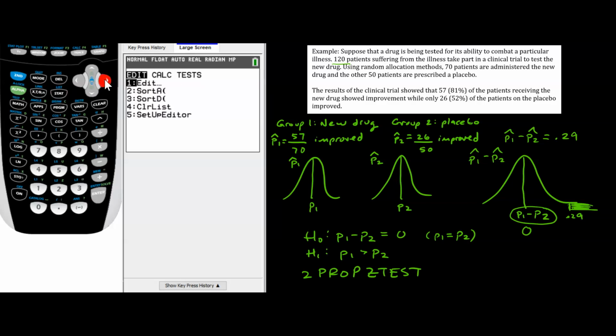So I'm going to press Stat, Test. Now 2-PropZTest is down at number 6. So I'm going to go down to number 6, and you can see that I've got a group 1 and a group 2.